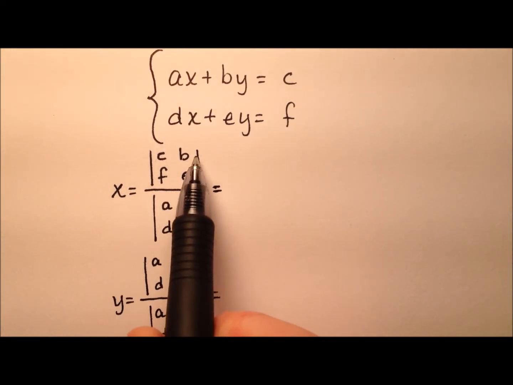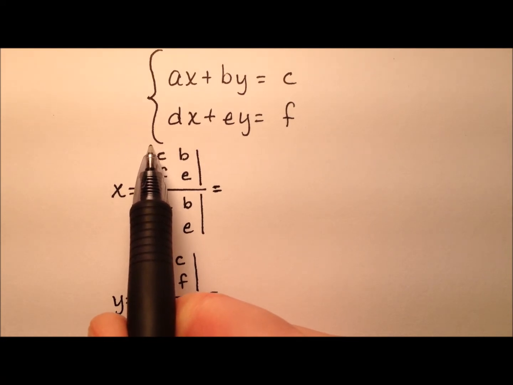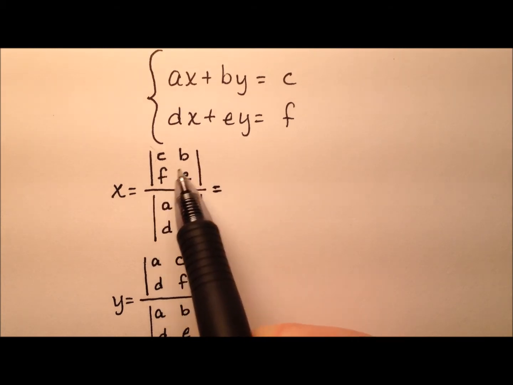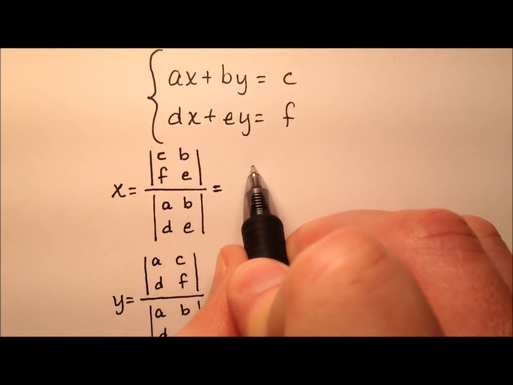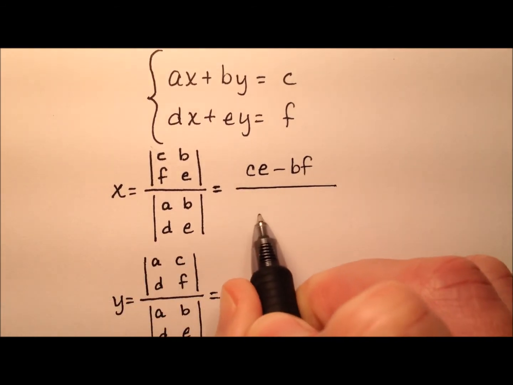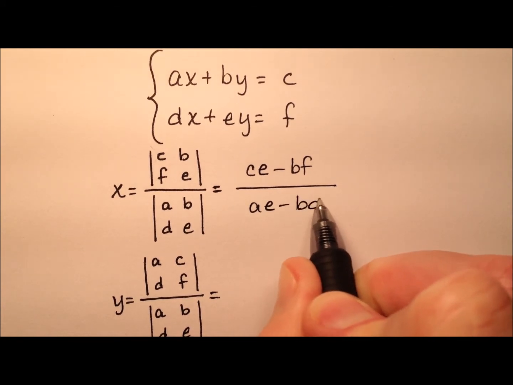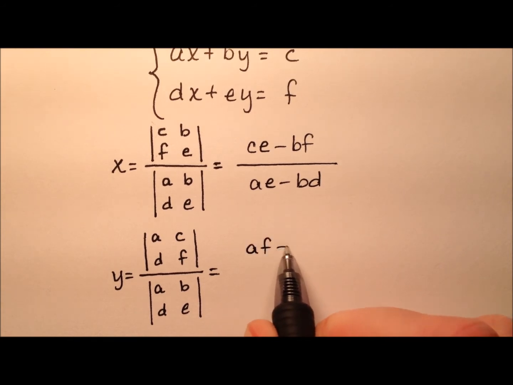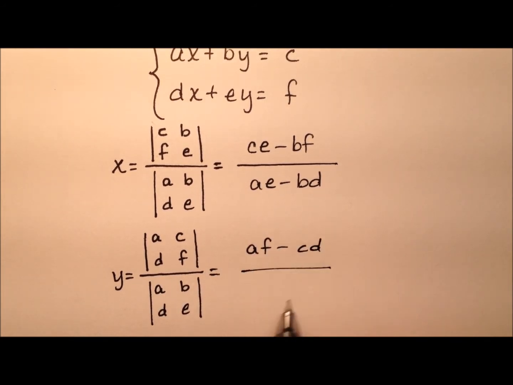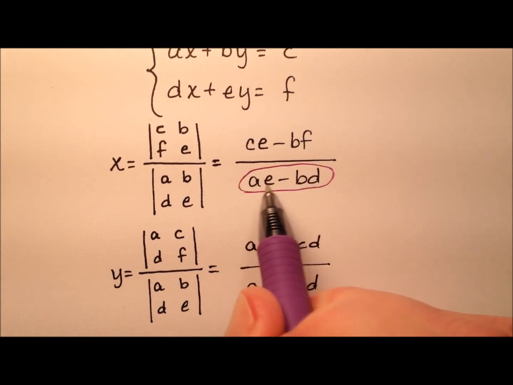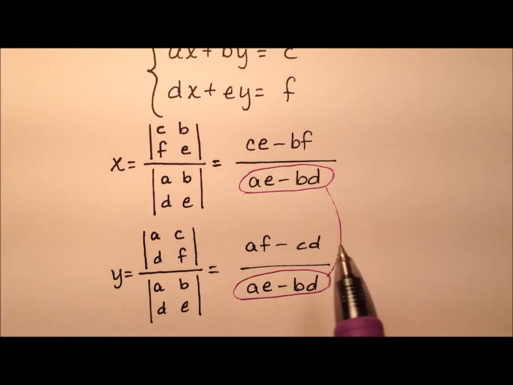Okay, so to find the value of the determinants, we're going to take the major diagonal and multiply those values, and then the minor diagonal and multiply those values, and then subtract. So in the numerator here, I'll have CE minus BF, and in the denominator, I'll have AE minus BD. Okay? So for y, it'll be just the same, AF minus CD over AE minus BD.